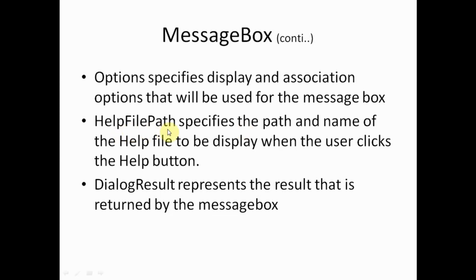Another is help file path, that is if we want to specify some help file to the user, when the user clicks on the help button, then we can specify the path of that help file within this argument. And the last is dialog result, which is the return data type of the value that is returned, or more precisely I can say it is the return data type of the result that is given by the message box.